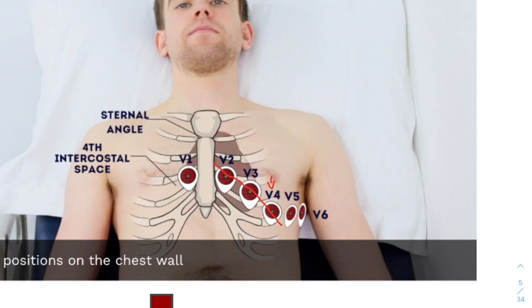V5 is then in the left anterior axillary line, at the same level as V4, and V6 is then in the mid-axillary line on the left. Again, these are at the same level horizontally, so you create a horizontal line with V4, V5, and V6.